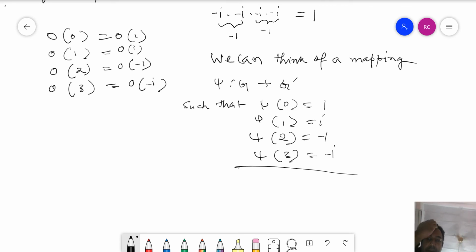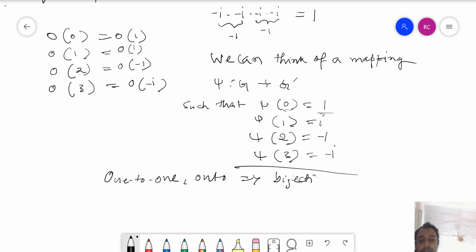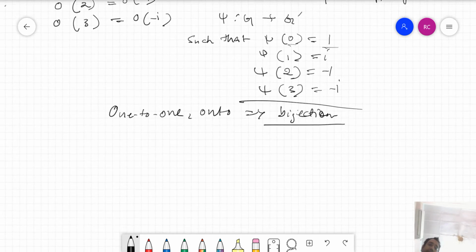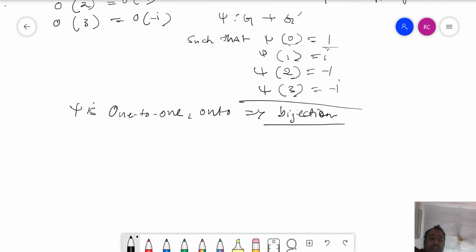Now this is clearly 1 to 1 and onto, because every element of G maps to a single element of G prime, and every element of G prime is an image of exactly one element of G. So this is 1 to 1 and onto, and hence it is a bijection. So we have proved phi is a bijection.